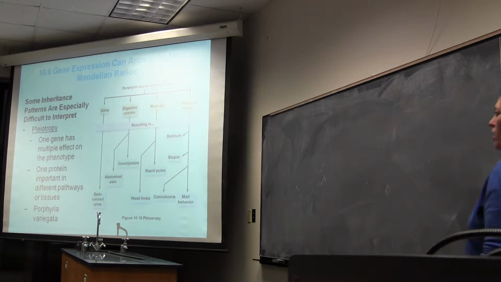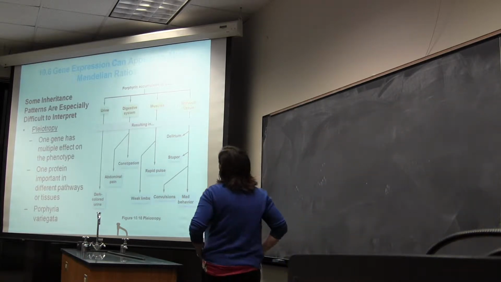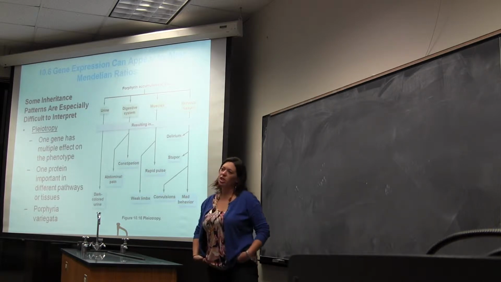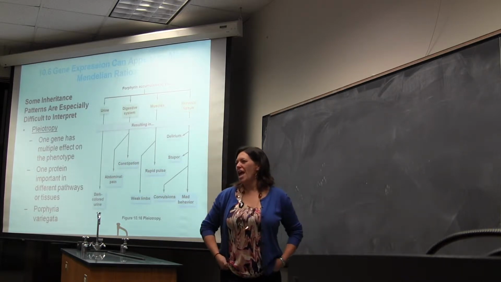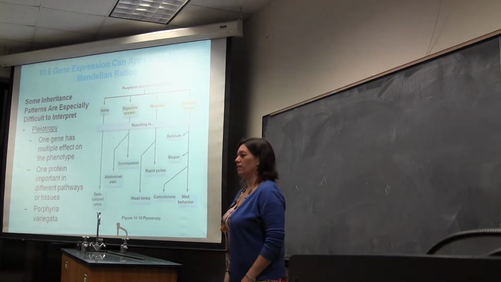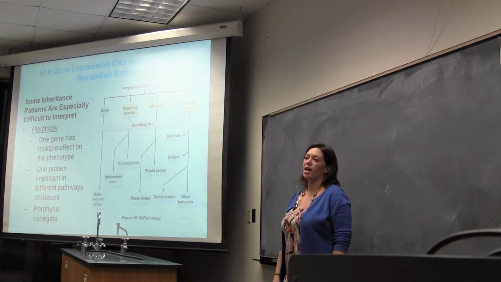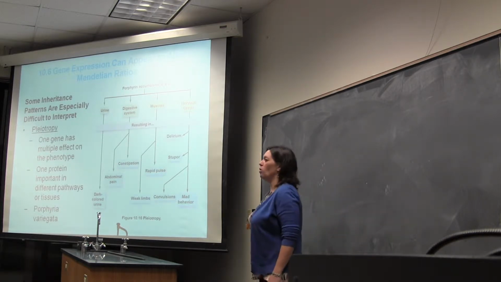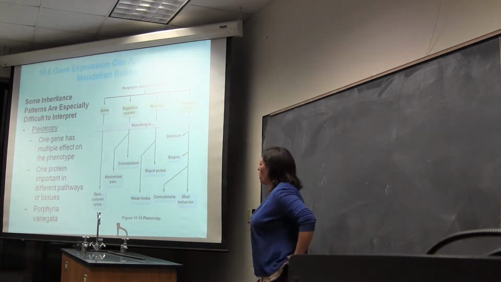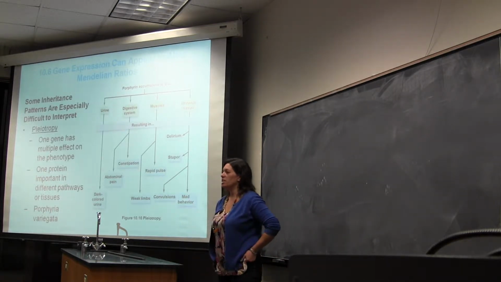All right, another type of inheritance pattern is called pleiotropy. And pleiotropy is when you have a mutation in one gene and it leads to all sorts of different negative side effects. Or not even negative side effects, but it leads to a whole bunch of different phenotypes associated with that one gene. And so a lot of these are associated with various different kinds of genetic diseases.